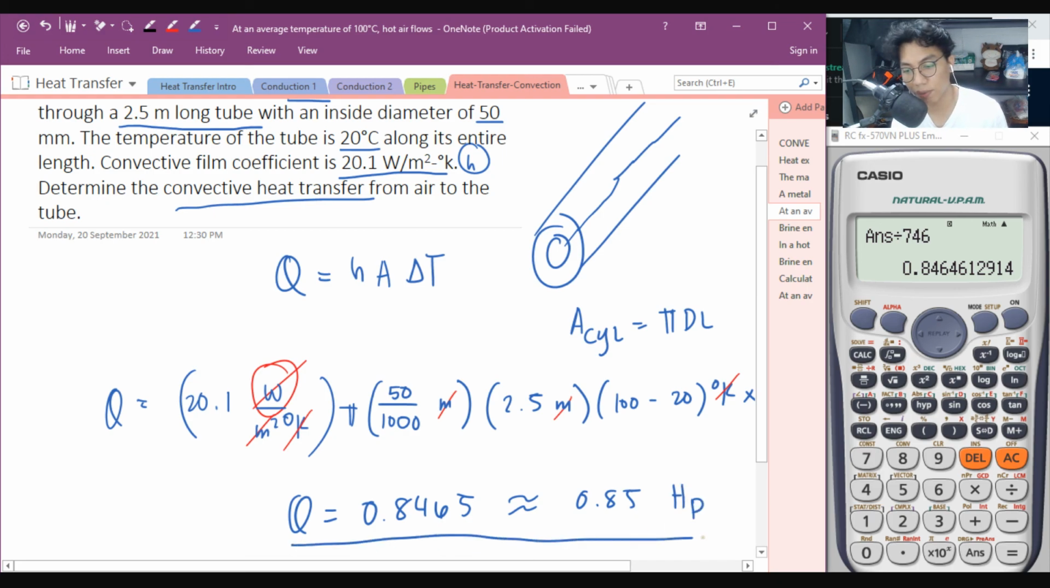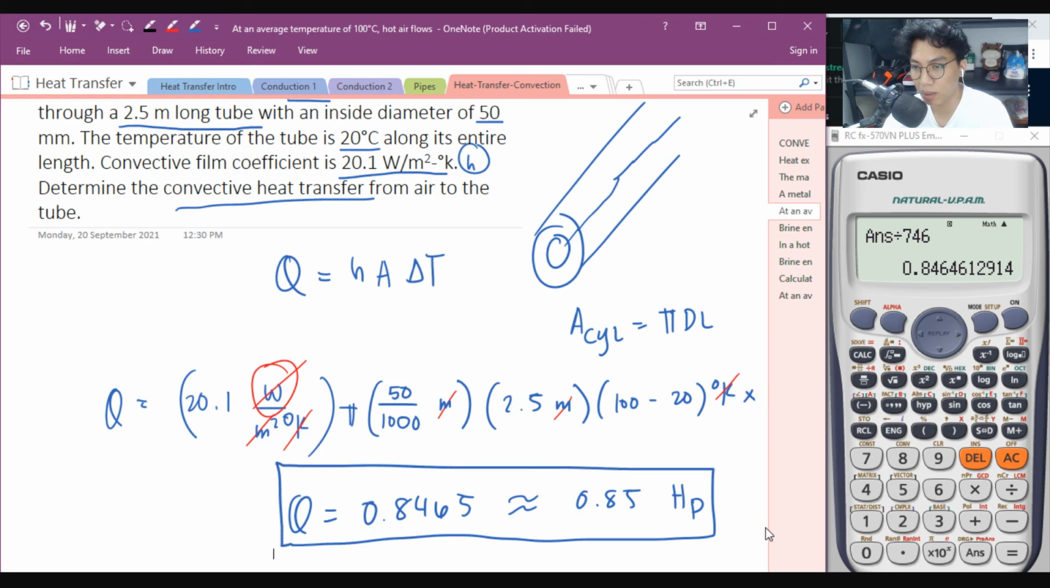Okay, so that is the final problem of the convection. So, yung 5 problems is pre-recorded na. All you have to do is to play them. And I think that will suffice for today. So, if you've got questions, feel free to ask and have a nice day.